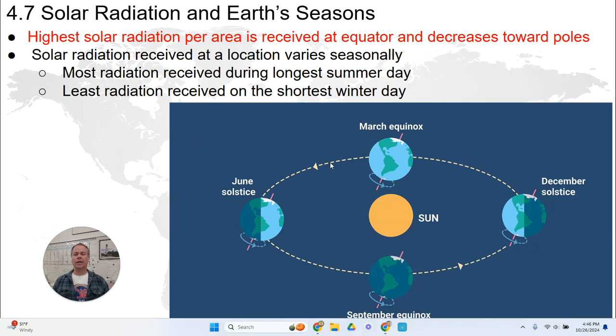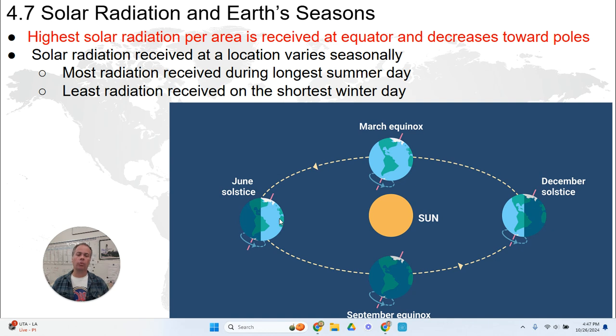And we know that the highest intensity of solar radiation on Earth is received at the equator. Then as we move towards the poles, the intensity of solar radiation decreases. And there are seasonal variations as well. The most intense solar radiation takes place on the longest summer day, on the summer solstice. The least amount of radiation received is on the shortest winter day, the winter solstice.